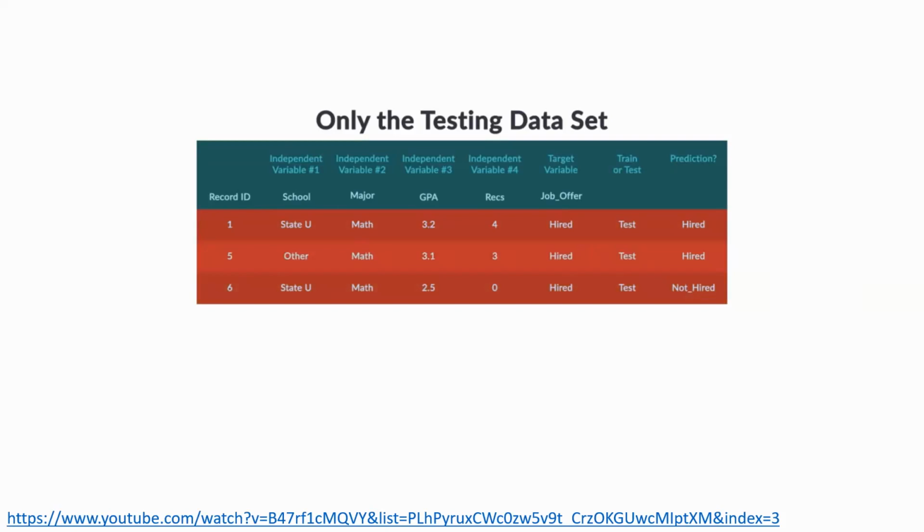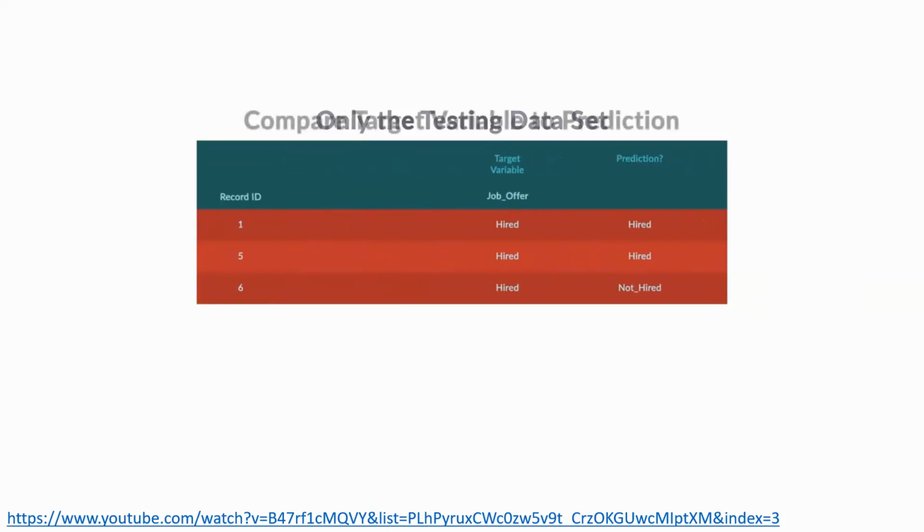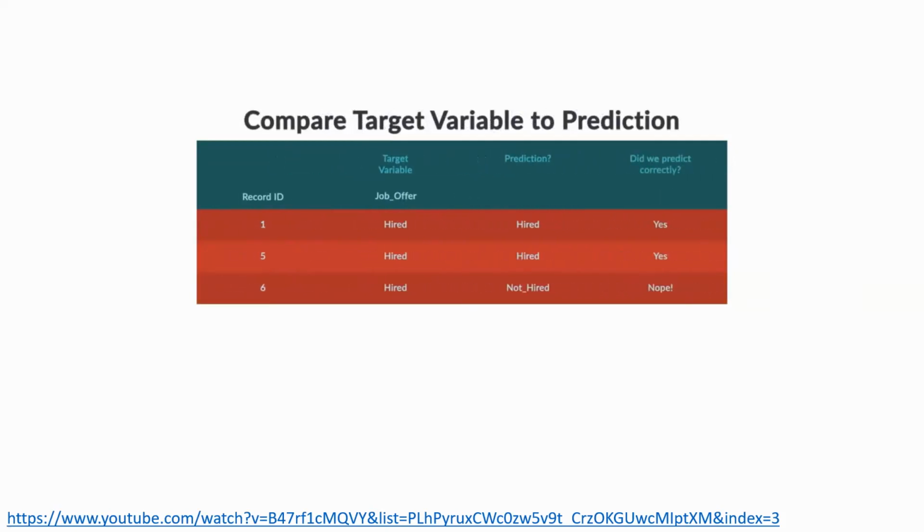Finally, we compare the actual results to what our model predicted. In this case, we can see we were correct for students 1 and 5, but not for student 6. This model is predicting correctly 2/3 of the time on our very limited data set here. Now we're in good shape to determine how well our model performed.